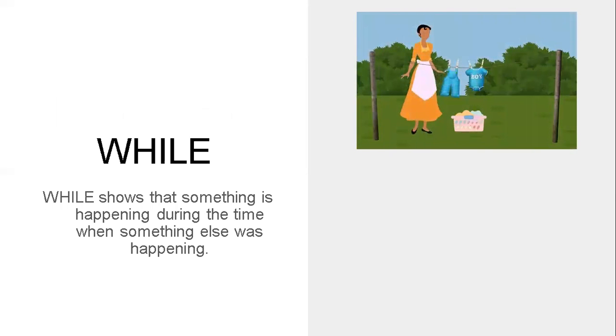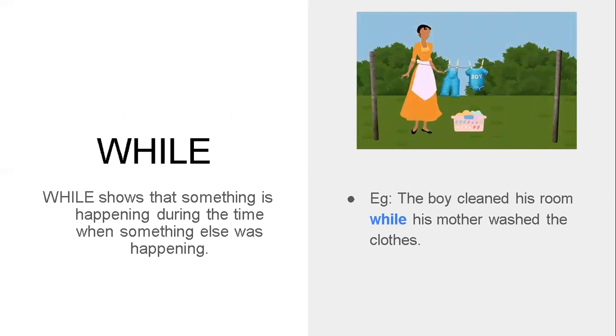While. While shows that something is happening during the time when something else was happening. For example, the boy cleaned his room while his mother washed the clothes. So, both these things were happening at the same time.